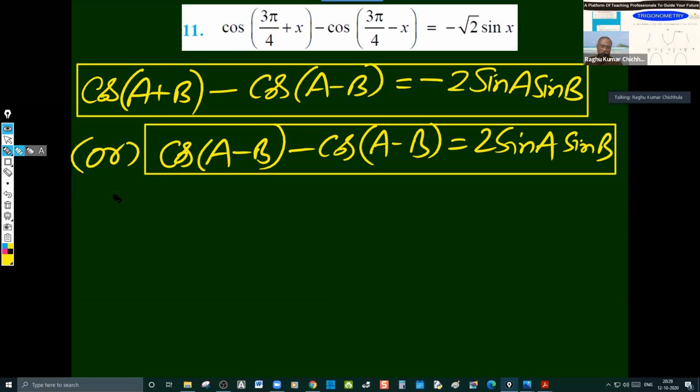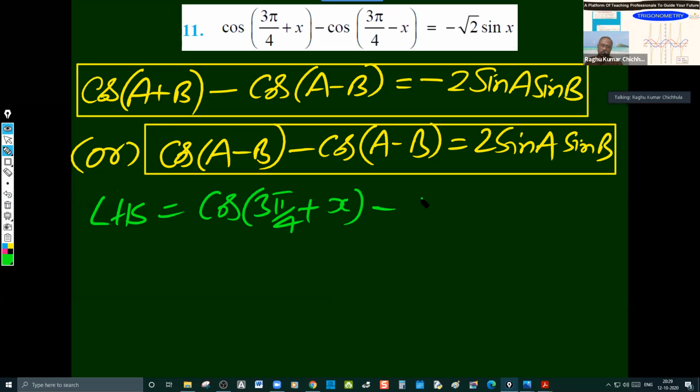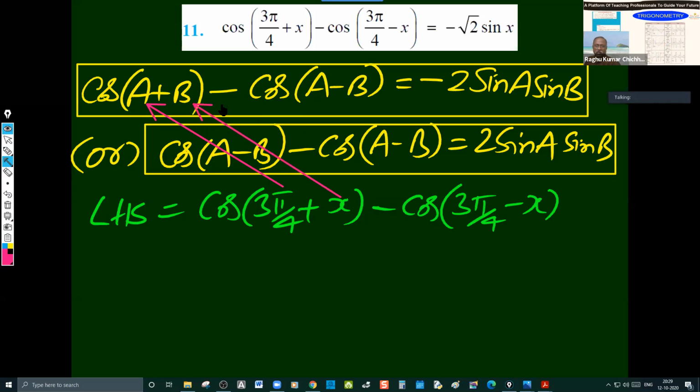Now, let me understand from you. Please, Bhavita, do you apply the same for LHS here? LHS is nothing but cos of 3 pi by 4 plus x minus cos of 3 pi by 4 minus x. Come on, tell me please. And it is very clear that in place of A, you have 3 pi by 4, and in place of B, you have x. Come on, tell me, please.